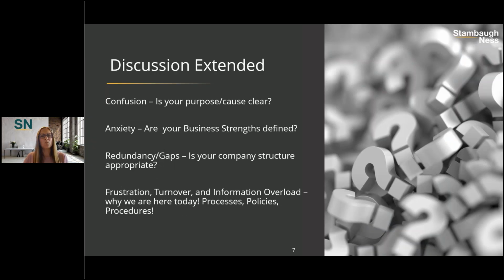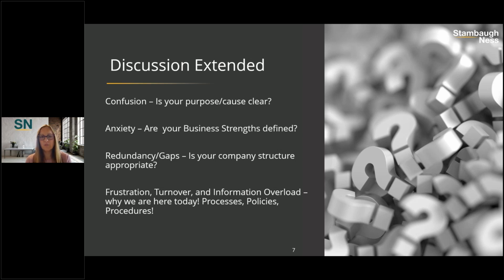So let's walk through those specific terms that I had you answer, right? So if there's confusion within your organization, and some of you answered that way, 13%, have you clearly defined your purpose or cause? And if it is defined, when's the last time that you put that out in front of your team, right? So we walked through that in one of the sessions here of the series. So if you missed it, go back. But that would definitely be the first place to start.